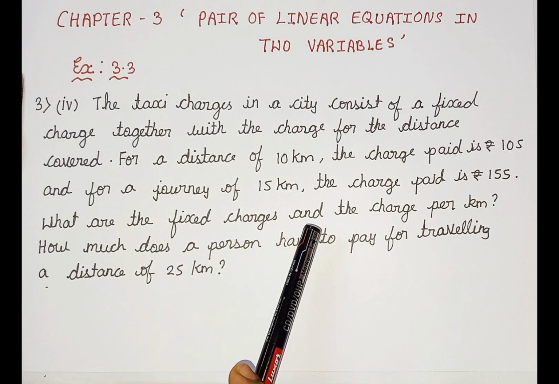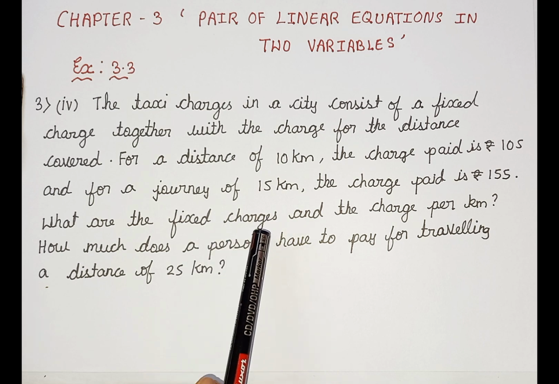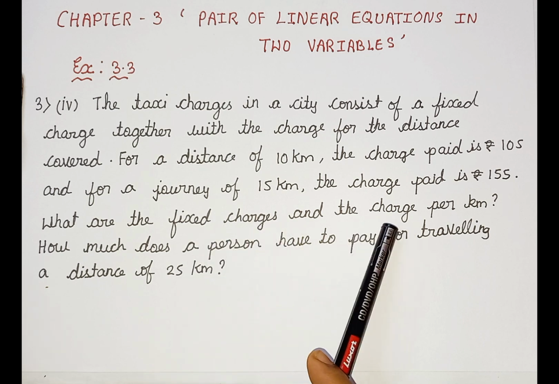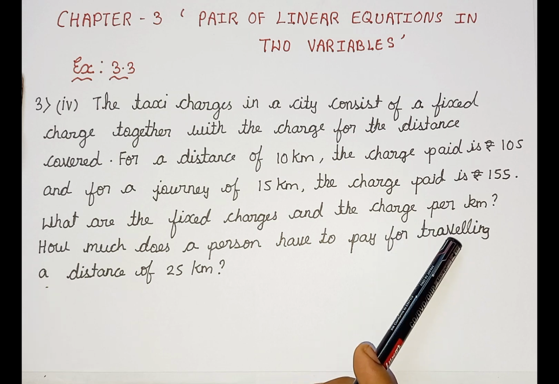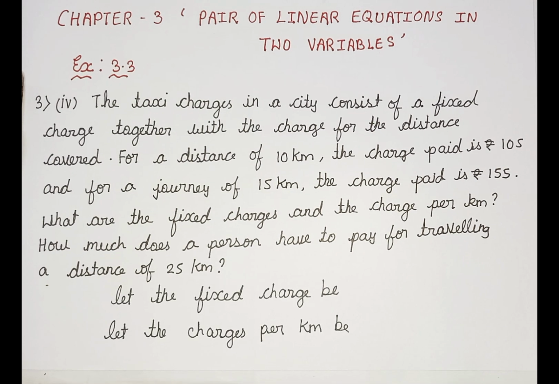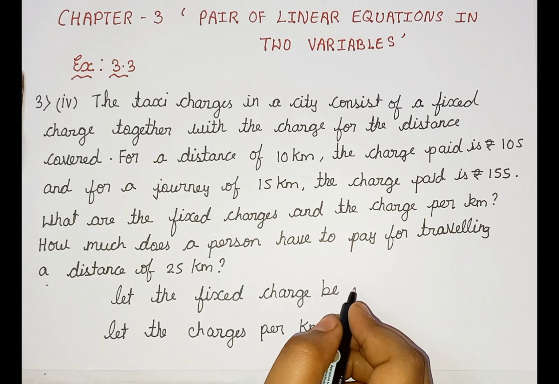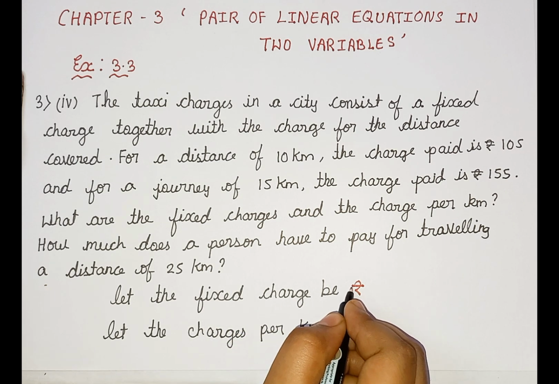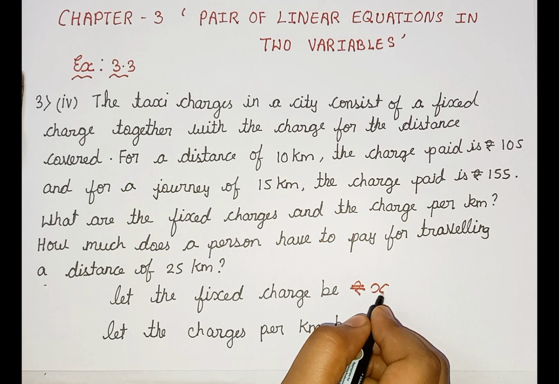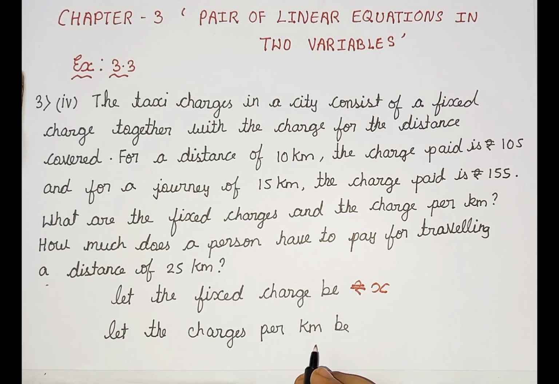Now I am going to assume: let the fixed charge be rupees x, and let the charge per kilometer be rupees y. Fixed charge means a charge, so it is based on rupees, so let us take it as rupees x. And the charge per kilometer is how much amount we are supposed to pay for each kilometer. That is the meaning of this sentence, so we take it as rupees y.